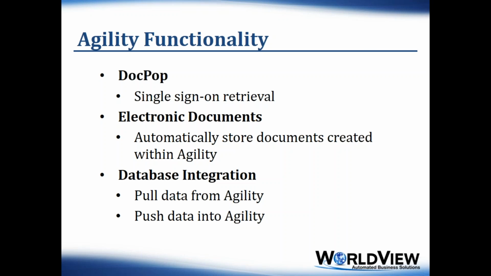So the first item here you may be familiar with, and that is our DocPop functionality. What that allows you to do is retrieve documents that are stored with Worldview directly through Agility, and there's no additional sign-on or different system necessary for that retrieval. We will cover a few examples of that here today. Additionally, Agility has the ability to produce several electronic documents, some of which we'll also cover today. These documents can be automatically stored with Worldview without any manual intervention or paper involvement whatsoever.